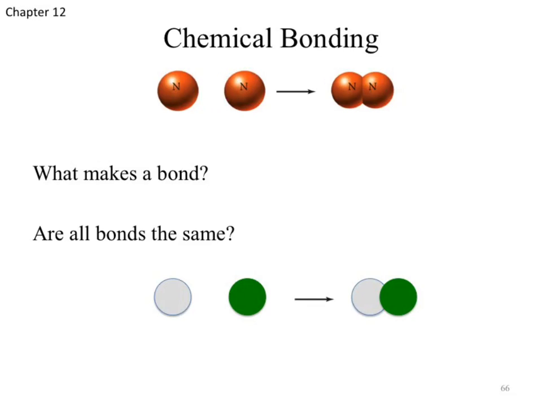Now, the next question: are all bonds the same? In that first case, would I expect to get the same type of bond as I get in this bottom case? You're shaking your head no. Why not? Because those are two different elements. I colored the balls differently, so of course they're different. Yes, that's exactly right. Something is changing about our elements, which changes the characteristics of how the electrons are being shared between the atoms.